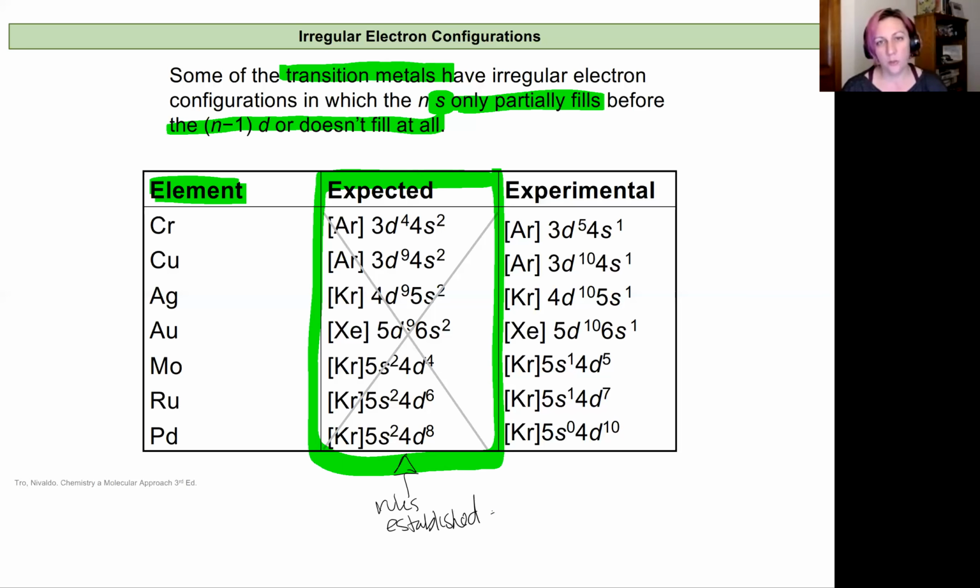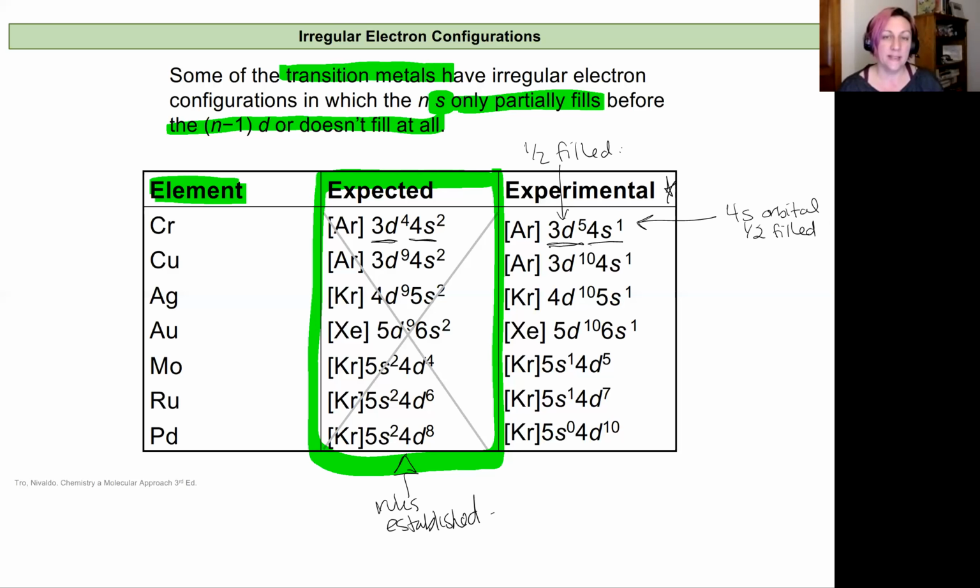So the rules don't work all the time. They're a great way of bookkeeping and predicting, but they're not always going to be the lowest possible energy for that atom and how it configures its electrons. But experimentally, we can see that lowest energy configuration. And so what happens in chromium, rather than it being 3d4 and 4s2, it becomes 3d5 and 4s1. And so the difference here is that the 4s orbital is half filled, and that 3d orbital is now half filled too.